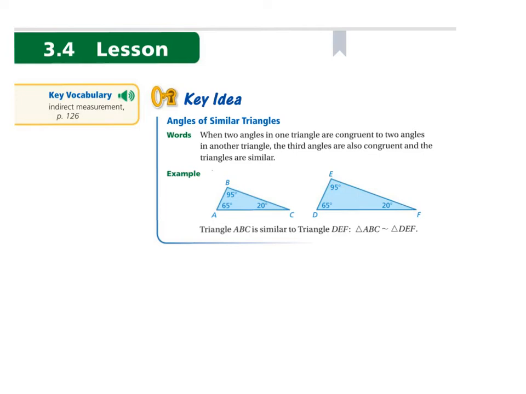All right, here we go. 3.4. We're going to be using similar triangles.